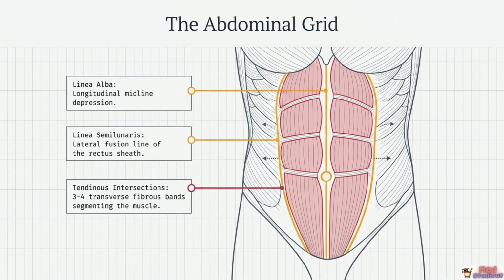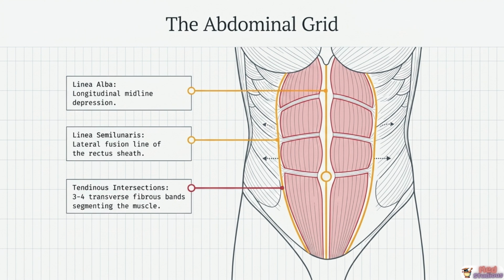The anterior abdomen of a lean, well-muscled male displays a precise anatomical grid created by the architecture of the rectus abdominis muscle and its surrounding fascia. 3 surface lines define this grid. The linea alba, Latin for white line, is a longitudinal midline depression running from the xiphoid process to the pubic symphysis. It is formed by the interlacing of the aponeuroses of the 3 lateral abdominal muscles, creating a fibrous seam down the center of the abdomen. It appears as a visible vertical groove in lean individuals.